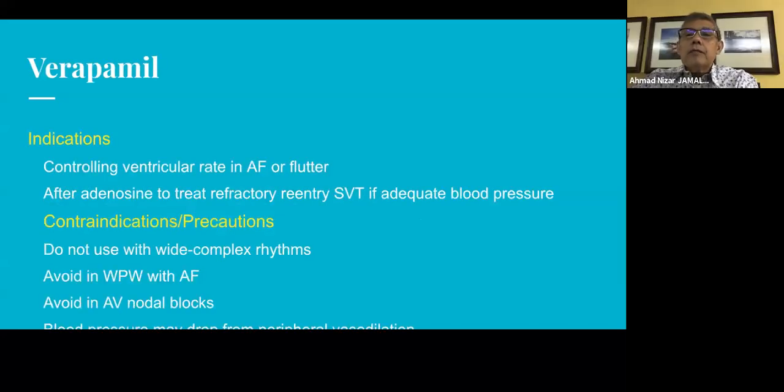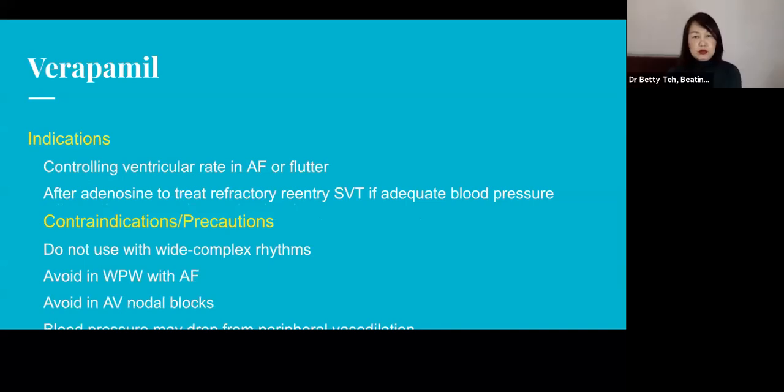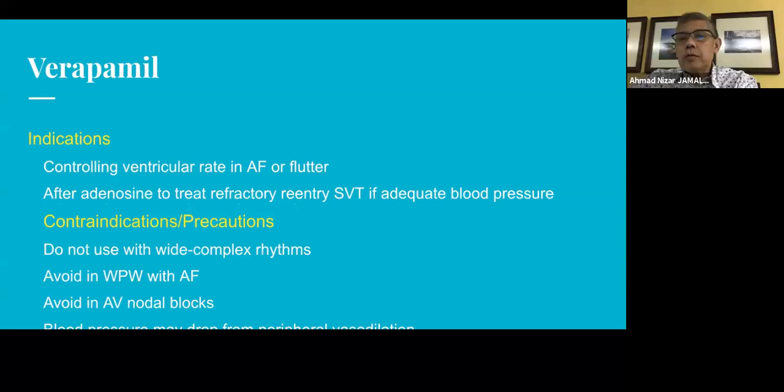So the alternative to adenosine is in the next slide. Now, verapamil is a very old drug. It's a calcium channel blocker, right? It is still one of the IV drugs that is available for such purposes. In some centers or maybe overseas, you'll find IV diltiazem as well. So they act in very similar ways.